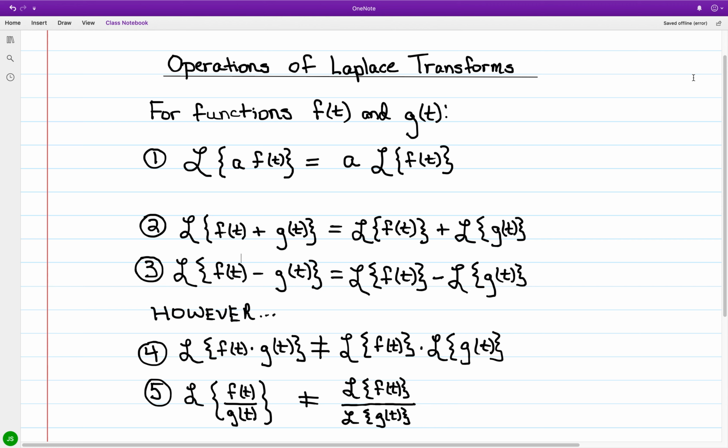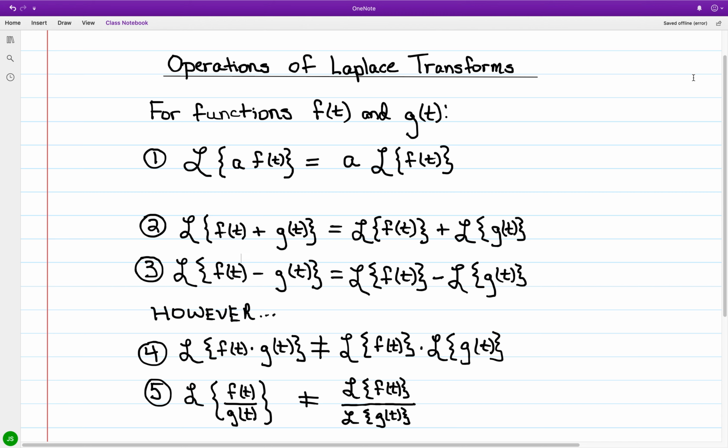Okay, now we're going to make a bit of a segue to using the Laplace transform tables as opposed to the integration. But looking at the operations, say if you have functions f of t and g of t, and first of all, if we have a multiple of f of t where we have a constant a times f of t, we'll have the Laplace transform of a times f of t equal to, and you can put a on the outside, a times the Laplace transform of f of t.